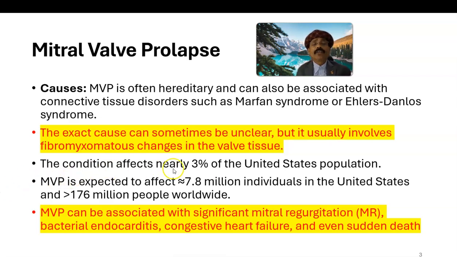The condition affects nearly 3% of the US population. MVP is expected to affect around 7.8 million individuals in the United States and more than 176 million people worldwide. So this is a common heart problem. Mitral valve prolapse can be associated with significant mitral regurgitation, bacterial endocarditis, congestive heart failure, even sudden death.